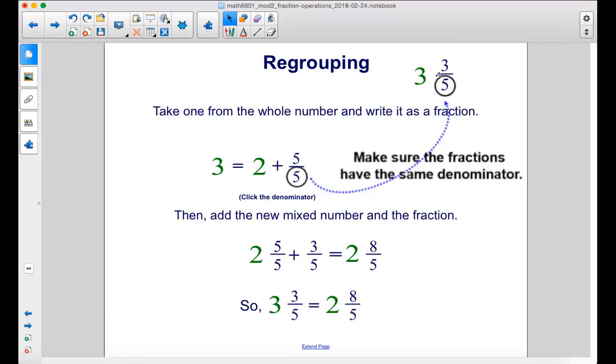So if you're trying to rewrite this fraction, make sure to include the same denominator, which is 5, when you're rewriting the whole number. Then you add the new mixed number and the fraction. So here, instead of 3 and 3/5, you have 2 and 5/5 plus 3/5, because 2 and 5/5, as we did up here, is the same thing as 3. Therefore, you have a new mixed number, which is 2 and 8/5.